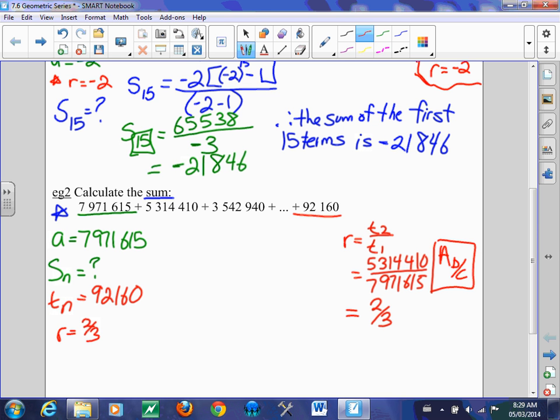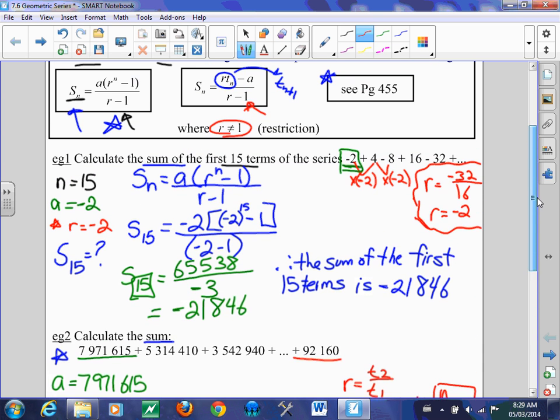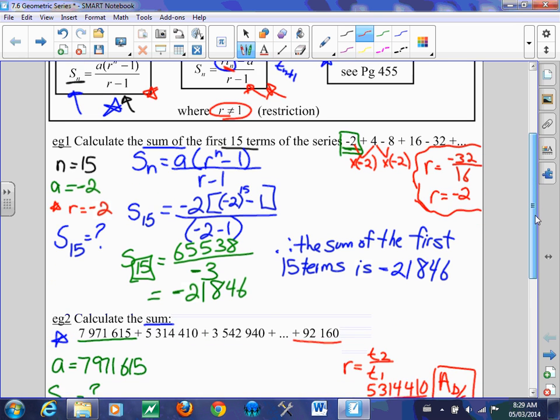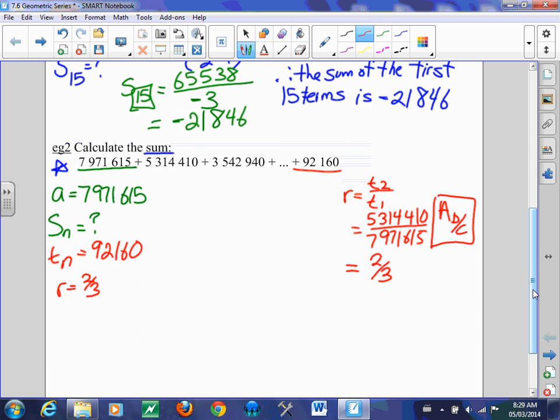Okay, so looking at our formulas, ladies and gentlemen, if I scroll back up, can I use this original, the first formula here that I'm going to star in the red? Can I use that one? I can't because I don't know the value of n. So this is the situation where I have to use the second formula because t at n is given, which is really your last term. So we're going to use that formula. I'll just write it out here for those people who need to see it.